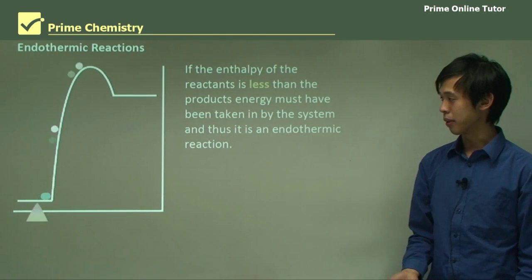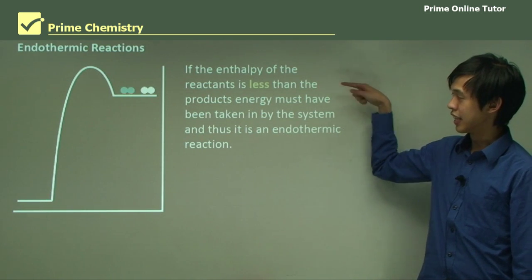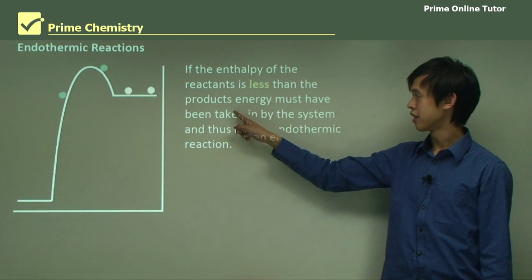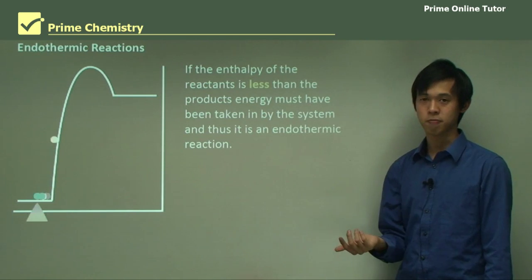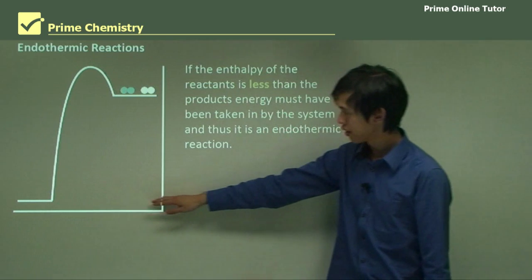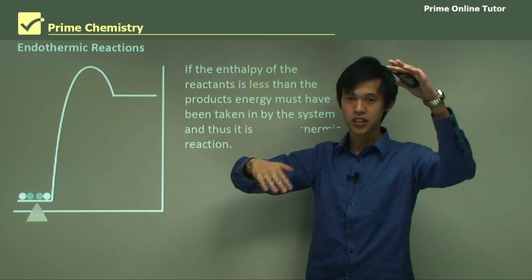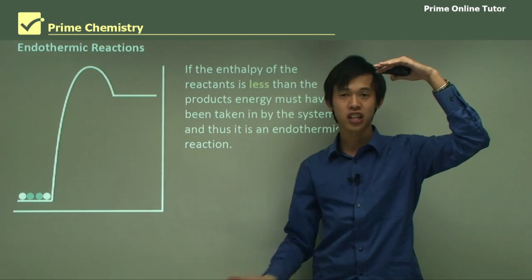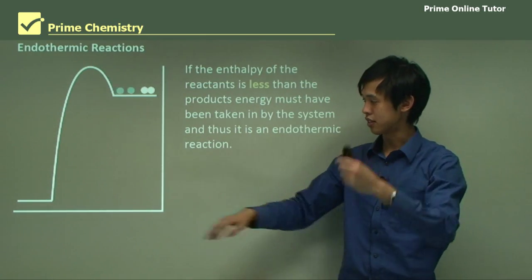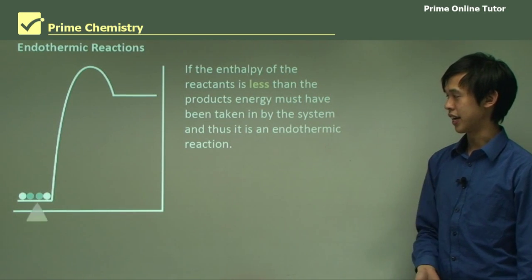Now for an endothermic process, if the enthalpy of the reactants is less than the products, energy must have been taken in by the system. If the enthalpy of the reactants is low and the enthalpy of the products is very high, obviously there's an imbalance of energy, so energy had to be put into the system to make up that difference. And thus it's what we call an endothermic reaction.